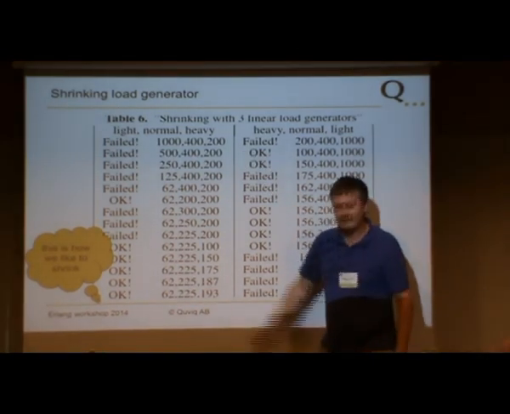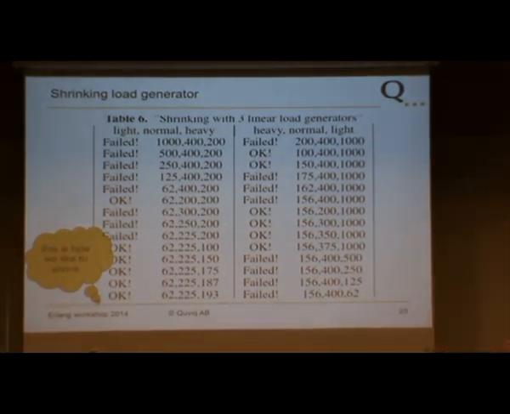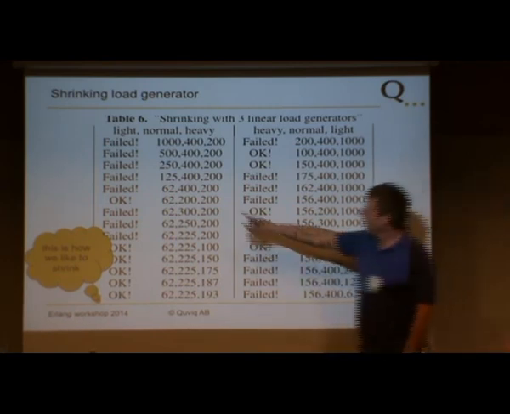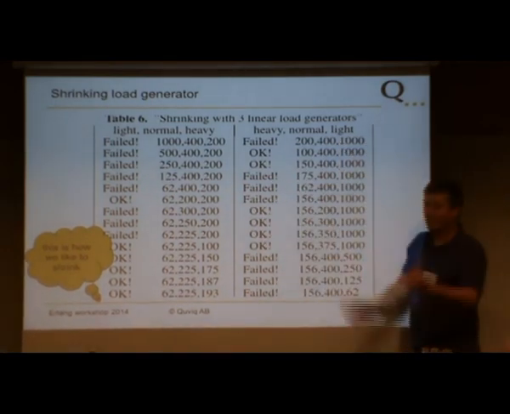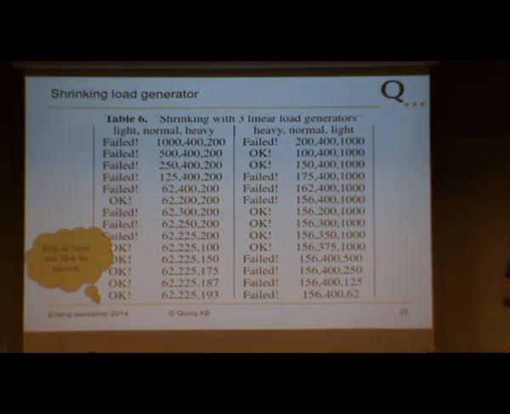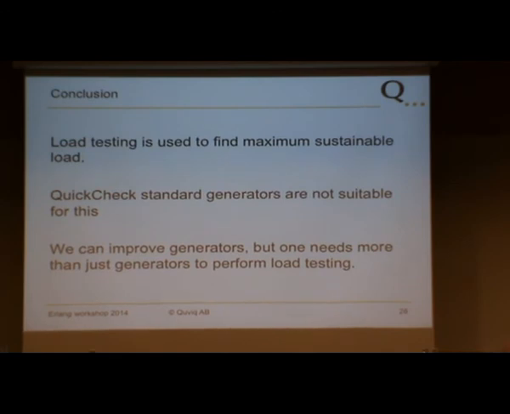Make bigger jumps in your shrinking. That is much better for load testing than independent shrinking, so they are depending on each other. And then you could shrink light, normal, heavy, or heavy, normal, light, depending on what you want to shrink first, what you would test.